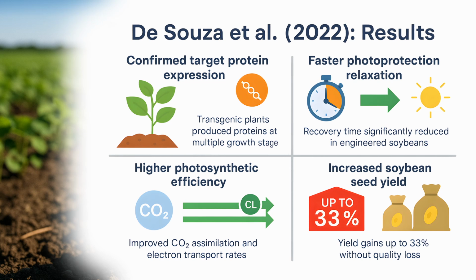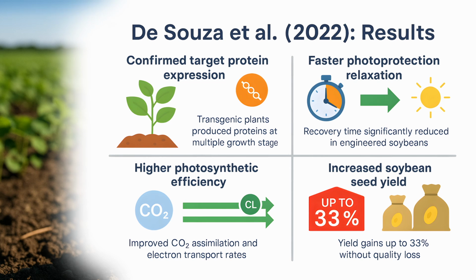In 2020, the quantum efficiency of carbon dioxide assimilation in engineered soybeans was 1 to 10% higher than in unmodified plants under fluctuating light conditions. Similarly, the efficiency of electron transport through photosystem II increased by 2.5 to 11.5% in engineered plants. The crucial test, however, was whether these improvements would translate into higher seed yield.